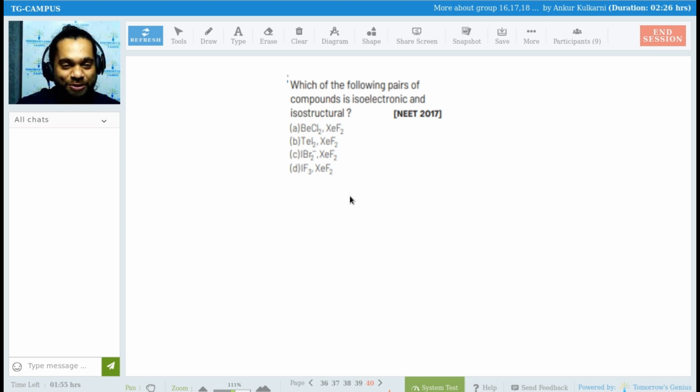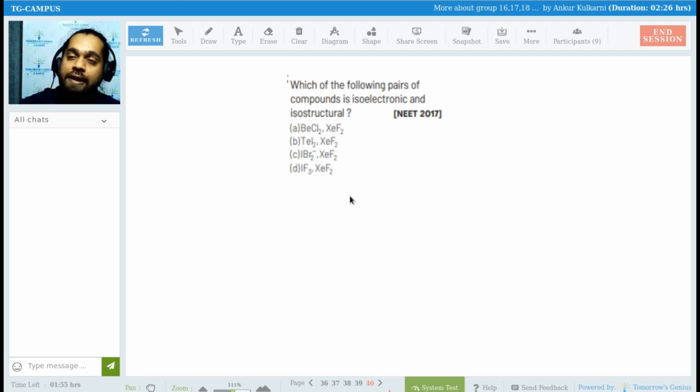So isoelectronic means you have the same number of electrons. Isostructure means structure is the same, identical. Come on, solve it. Fine, even if you get it wrong. Why would I force you to get it right? But try to solve it yourself. If you do not get it right, I am there to help you. But do not copy.